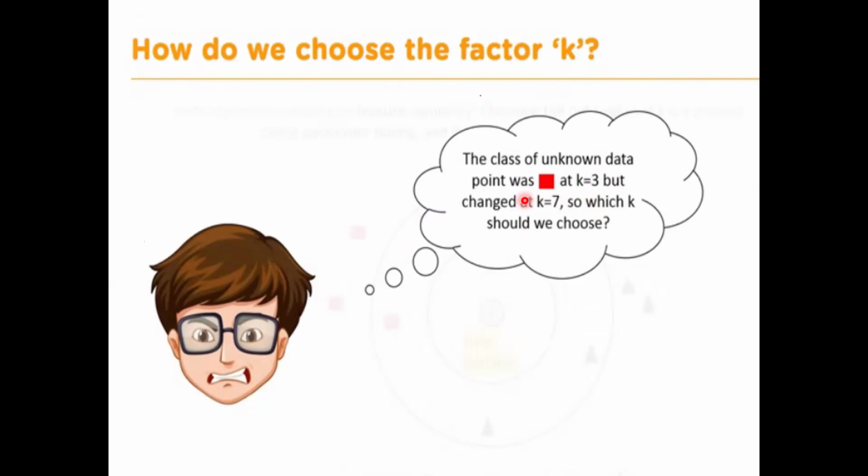The class of the unknown data point was square at K equals 3, but changed at K equals 7. So which K should we choose? In this particular analysis, with the clustering I formed, I've got two different K values. One belongs to square and one belongs to triangle. For square we are getting K equals 3, and for the other category we are getting K equals 7. So my challenge now is which K factor I'm supposed to choose.